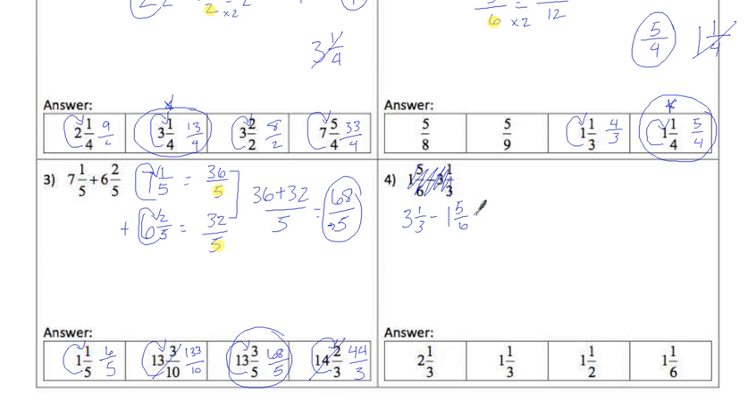If we look at number 4, add, subtract, stack, and rack, so I have 3 and 1/3 minus 1 and 5/6. Do the magic C, turn them improper. 3 times 3 is 9, plus 1 gives me 10 over 3. This one, 6 times 1 is 6, plus 5 gives me 11 over 6.